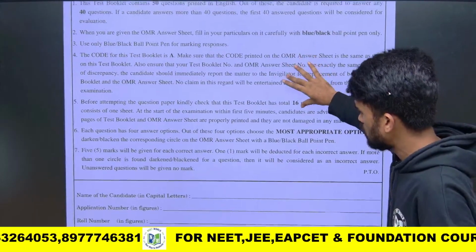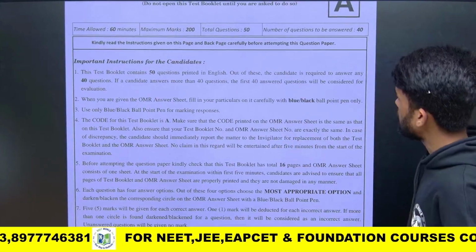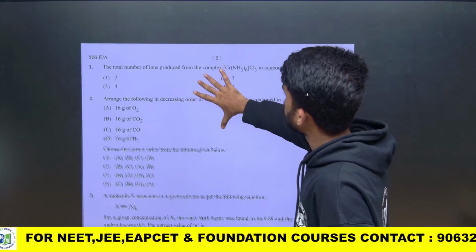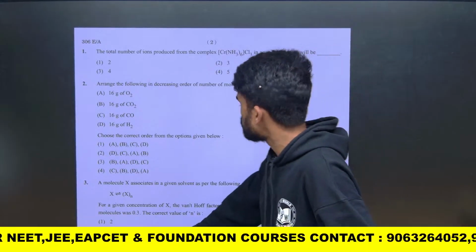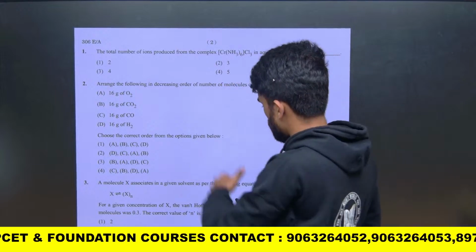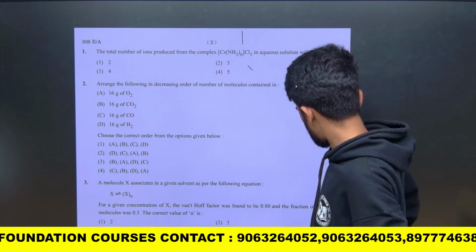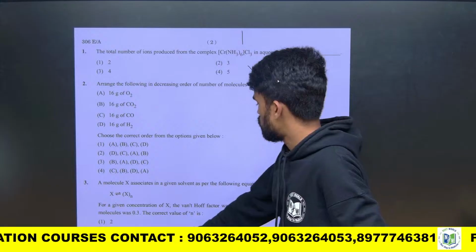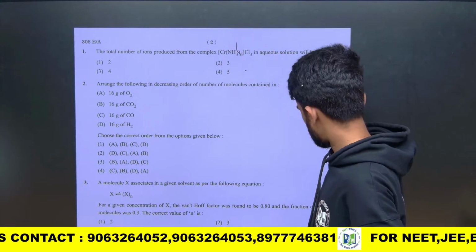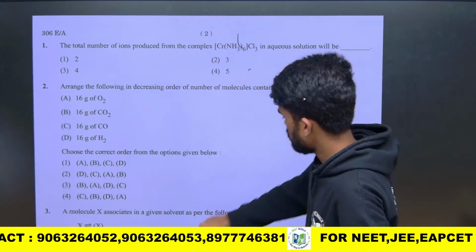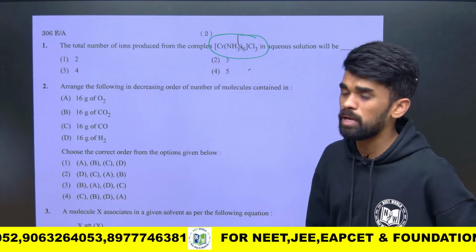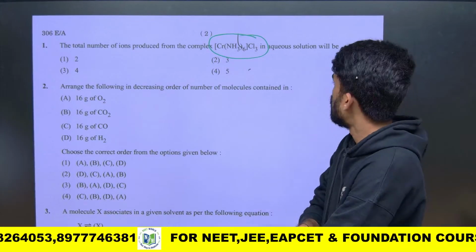Then let us start our discussion, and here we have question number 1. The question is, the total number of ions produced from the complex. So this is a complex they have given, Cr(NH3)6 Cl3. So how can we write this? Let me zoom it out, okay. So now this is the complex they mentioned, the hexaammine chromium complex here.